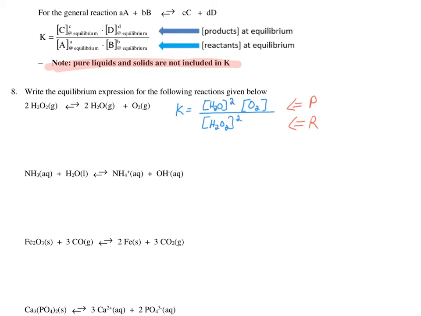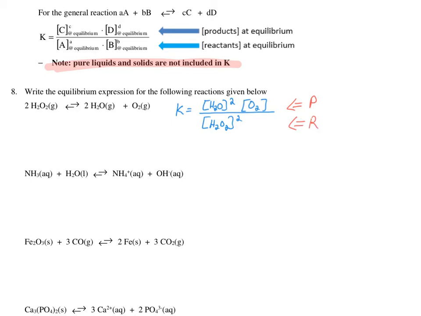Okay, here's an expression for K on this first balanced chemical equation. We would have the equilibrium concentration of our products in the numerator, and each concentration is going to be raised to a power that's associated with a coefficient in the balanced chemical equation. So again, we have products over reactants.